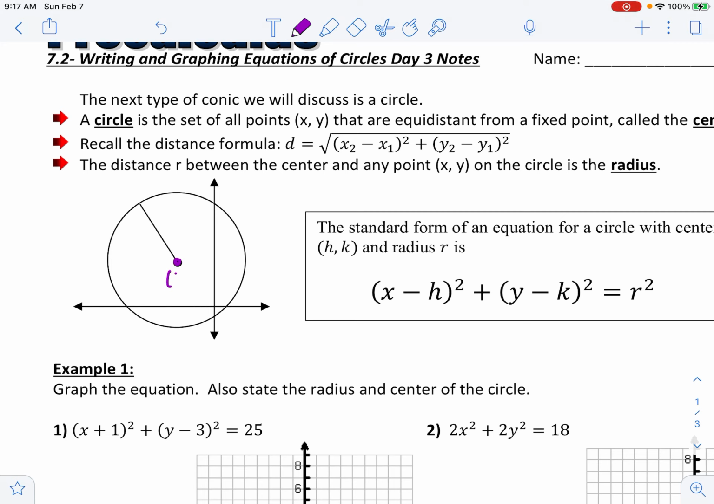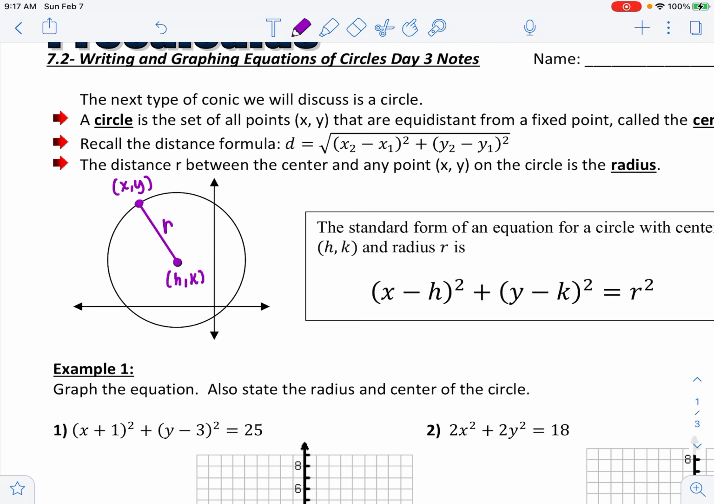So here's the center, which we use h, k for. And any point on the circle is called x, y. This fixed distance right here is your radius, which we use r. So if I asked you to find the length of r, you could use the distance formula, and that would give me the set of all points on the circle.